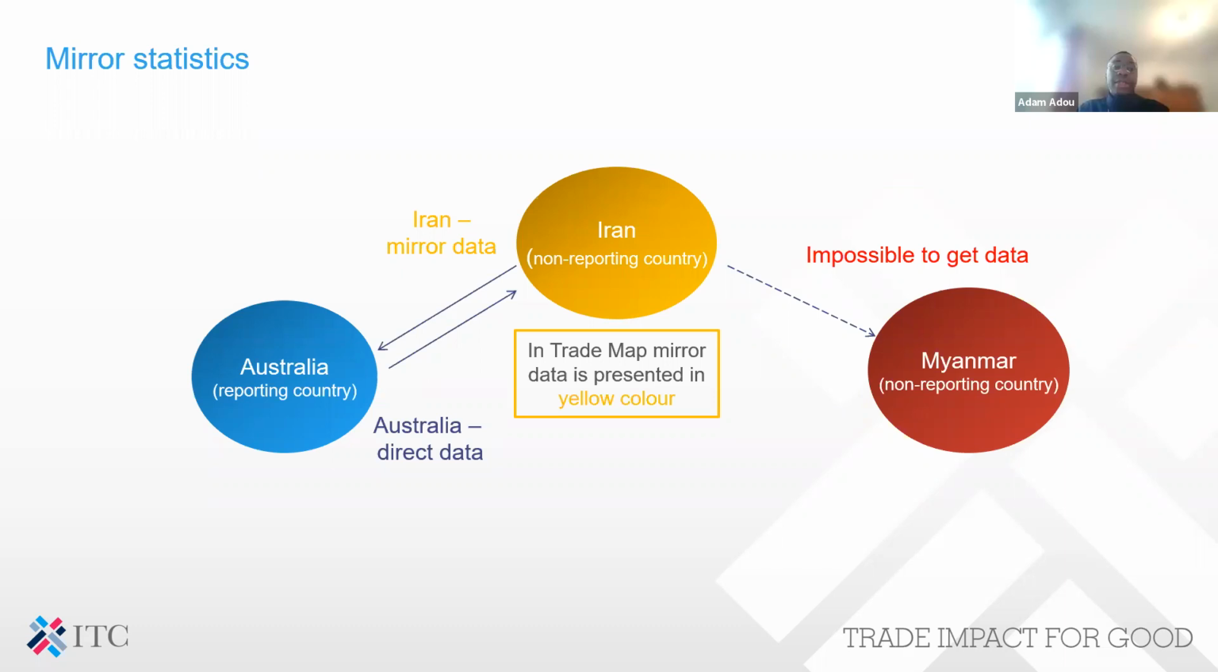But if two countries are not reporting their bilateral trade, then we won't be able to get the data at all. This is the case, for instance, if you take Iran with Myanmar specifically. If we do not have data from both of them, we won't be able to display any data. In such a case, in the table you will have 0, it will be null, signifying that we don't have data for this specific product. And you will also see that the color is different for such data.